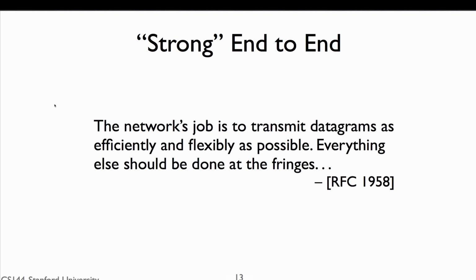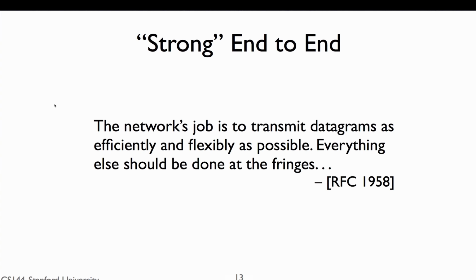There's a second version of the end-to-end principle described in the IETF Request for Comments number 1958, the Architectural Principles of the Internet. We call it the strong end-to-end principle, and it says, the network's job is to transmit datagrams as efficiently and flexibly as possible. Everything else should be done at the fringes. This end-to-end principle is stronger than the first one. The first one said that you have to implement something end-to-end at the fringes, but that you can also implement it in the middle for performance improvements. This principle says to not implement it in the middle, only implement it at the fringes.